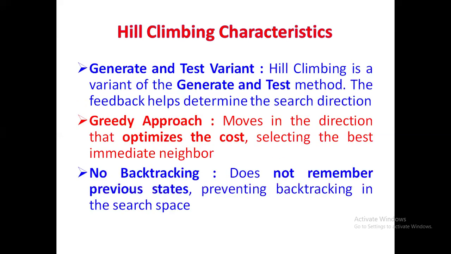The characteristics of hill climbing algorithms: hill climbing is a variant of the generate and test method, where the algorithm continuously generates new states and evaluates them to determine the best possible move. The key difference is that in hill climbing, feedback from previous evaluations helps decide the search direction, ensuring that the algorithm progresses toward an optimal solution rather than exploring randomly.